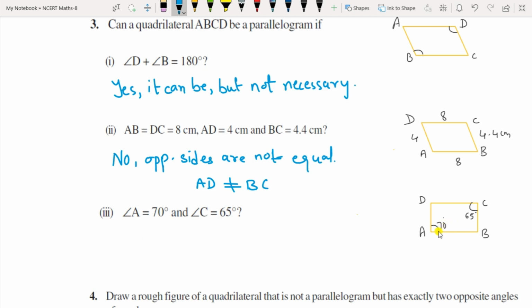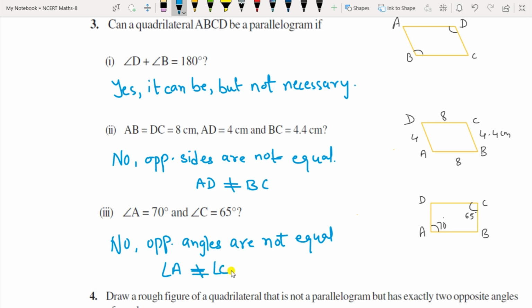Now in this figure, the third question is given as angle A is 70 and angle C is 65. Can this be possible? No, this also cannot be possible. As you know, opposite angles should be equal in a parallelogram. So these are not equal. That is, opposite angles are not equal. That is, angle A is not equal to angle C. That's why. Okay.